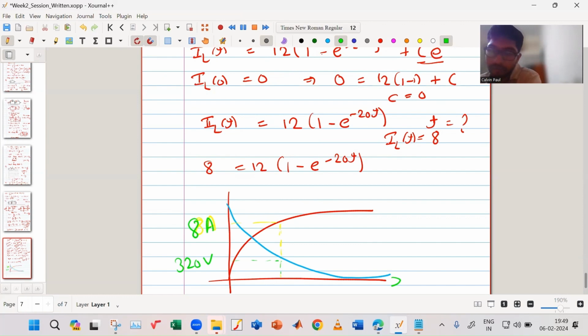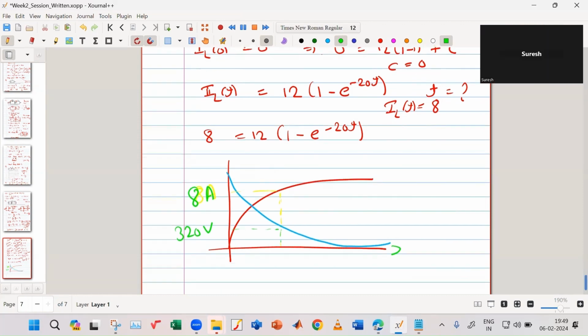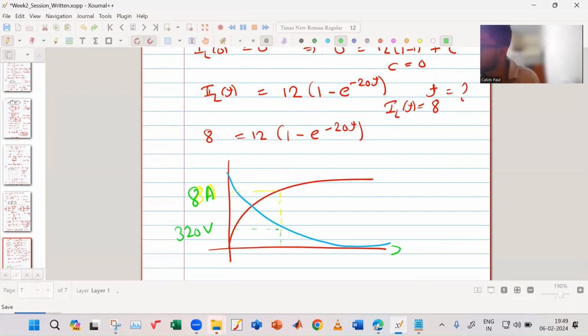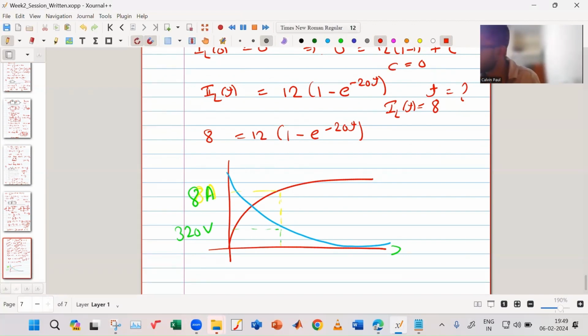Is that clear, Suresh? Yes, that's why, sir, that way was not proper. That's why I prefer to do it mathematically as much as possible, because sometimes we assume something, but that might not always be true. So we'll proceed to the next question.